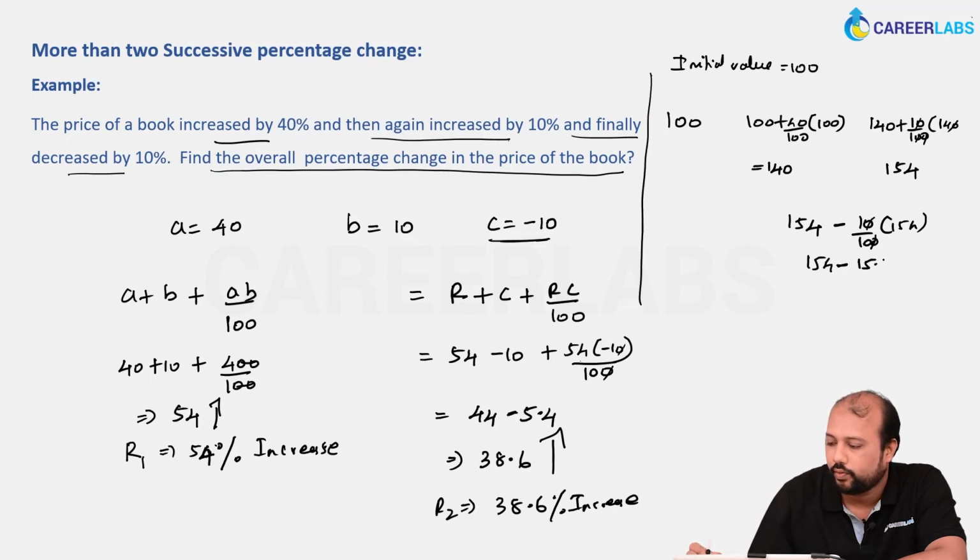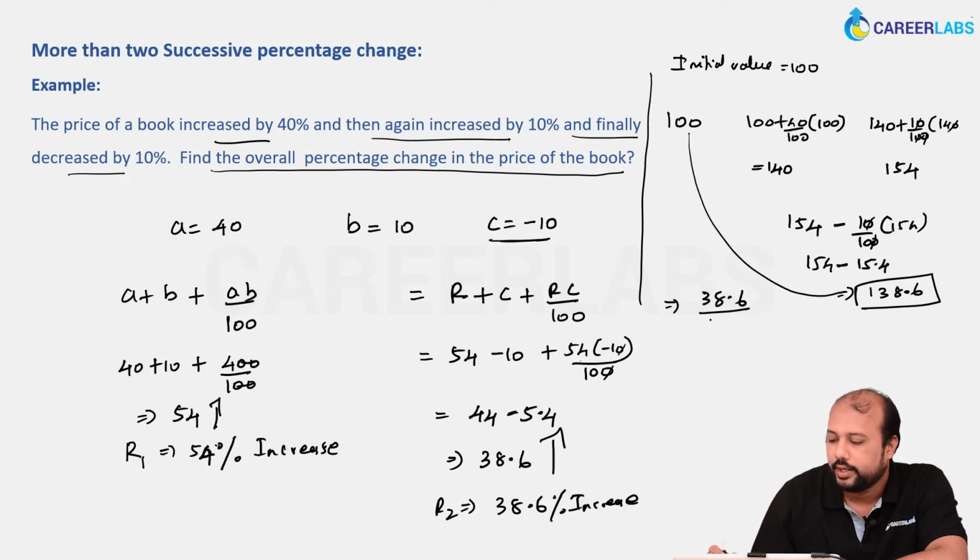154 minus 15.4: 154 minus 15 is 139, since 139 plus 15 will give you 154. So another 0.4 has to be reduced, so 138.6. So 138.6 is the final value. The initial value was 100. So obviously the percentage change: the difference is 38.6. The denominator is, of course, the initial value, which is 100, so 38.6 by 100, which is a 38.6% overall increase.